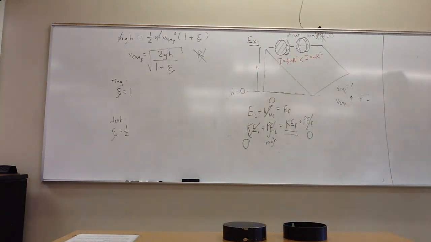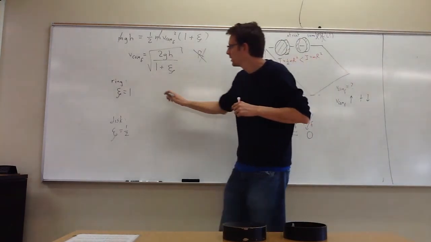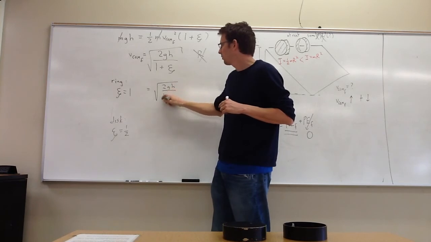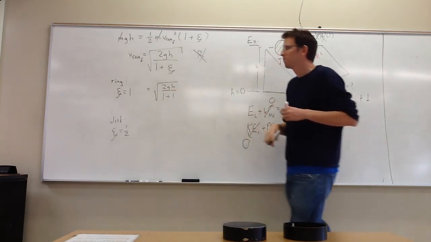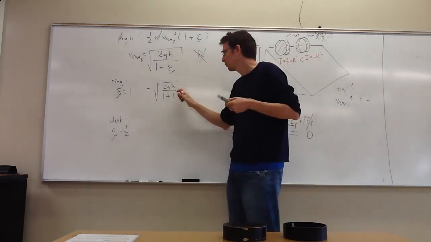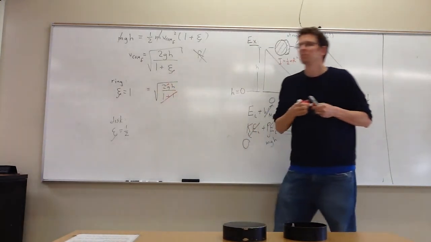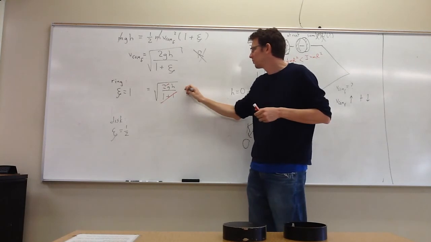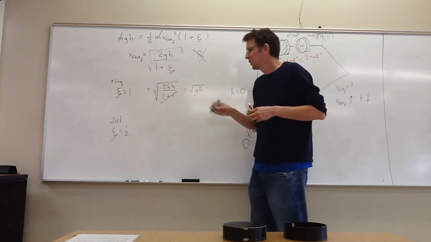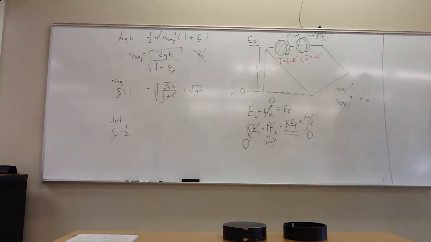All right, let's plug that in. Square root of 2gh over 1 plus 1. Okay? 1 plus 1 is 2. That cancels with this 2. And I get an expression, square root of gh, which, of course, if you had the height of the incline, you could crunch it into a number.